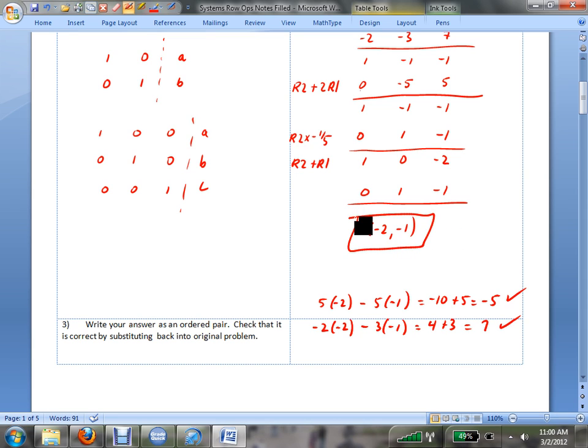And the work would be very similar for a 3 or 4 equation matrix.